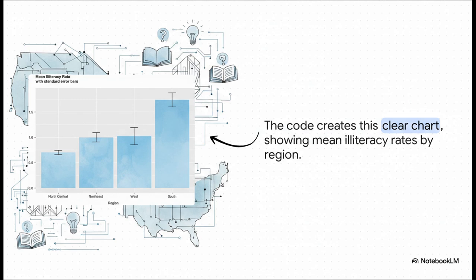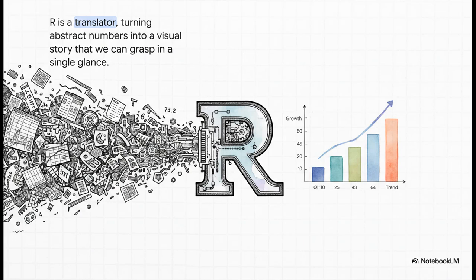We can see, just at a glance, that the South has the highest illiteracy rate. That is a clear, actionable insight that was completely hidden in the raw data until right now. And that's the whole point, isn't it? R is basically a translator. It takes these tables of abstract numbers that are really hard for our brains to process and turns them into a visual story that we can all grasp in a single look.